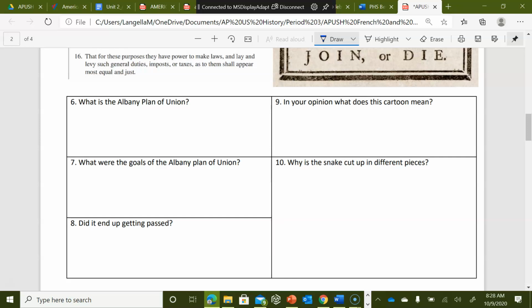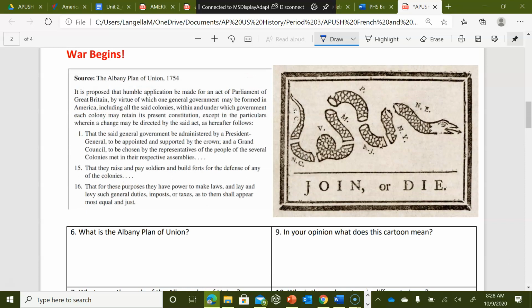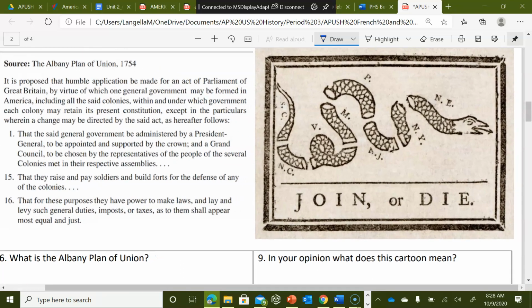Right? Now, when you take a look at this next document, this cartoon, this is a famous cartoon. You've seen this probably 100 times in any part of U.S. history. What is your opinion about this? What do you see? What does this mean? Yeah, so first off, you can tell, right? The abbreviations of the colonies are all here, right? And they're all pieces of the snake. And if they come together, they will win, right?